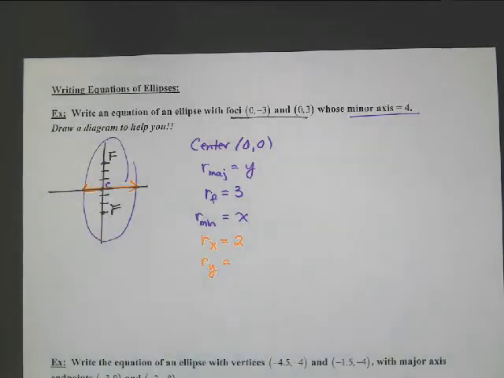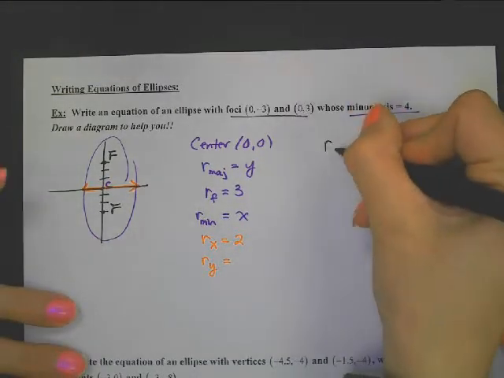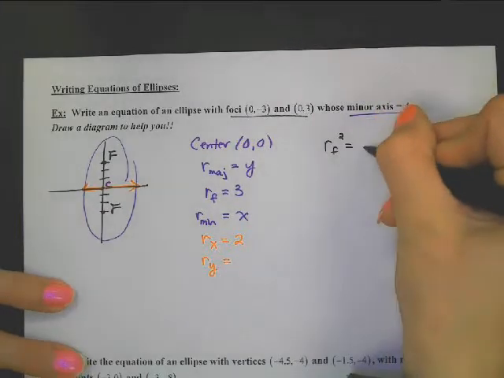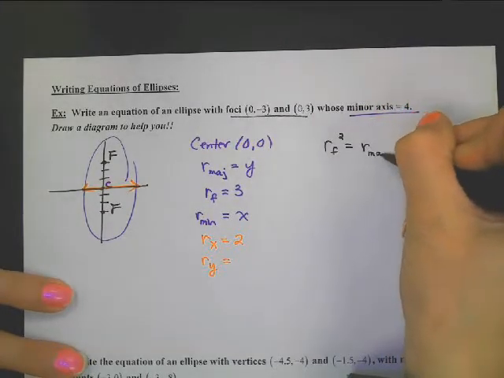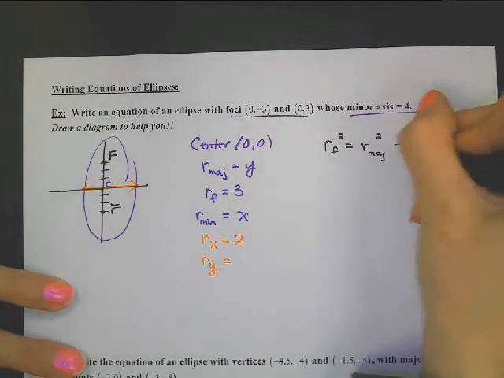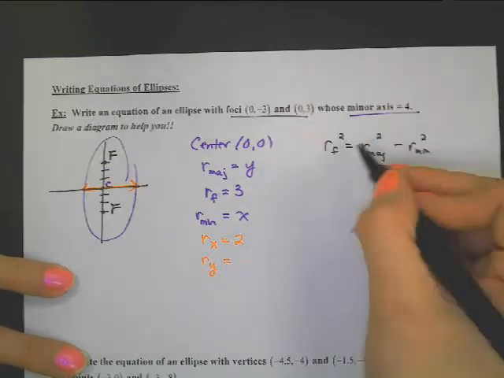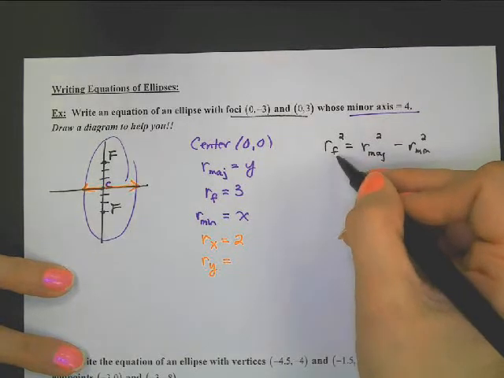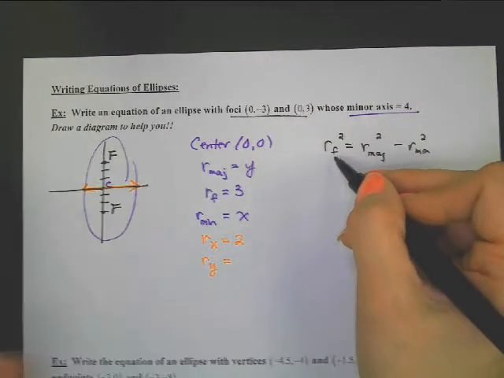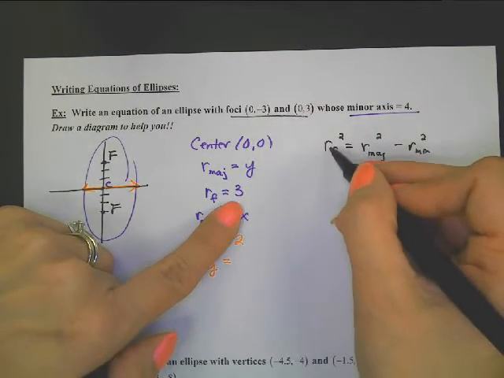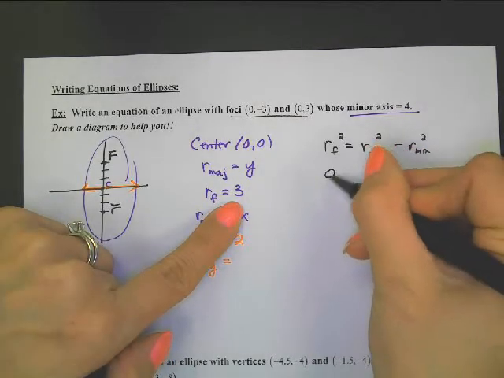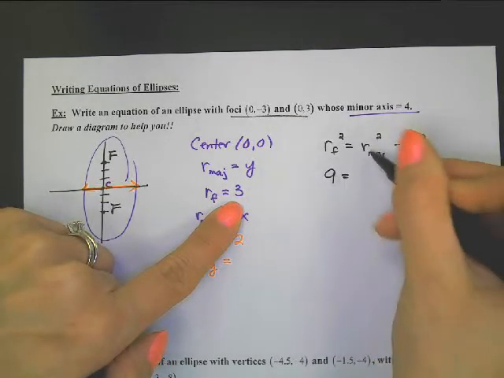But we do have a new fun formula for focal radius. So the focal radius squared equation says you take the major one squared minus the minor one squared. Of course, big minus small. Do you know the focal radius? Yes. So r sub f squared would be 9. Do we know the major one?